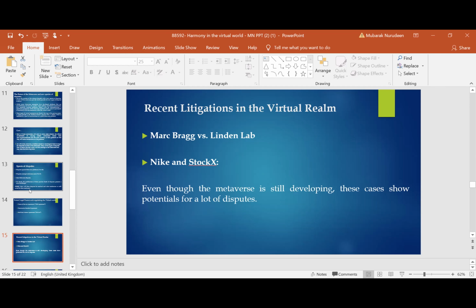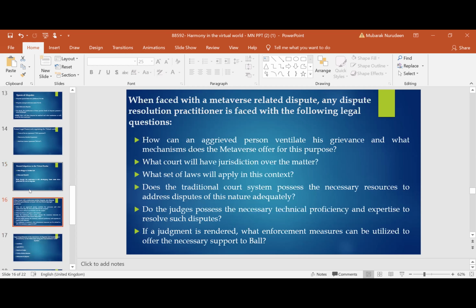the metaverse space? Now, when faced with a metaverse-related dispute, any dispute resolution practitioner is necessarily faced with certain questions. The first question would probably be, how can the aggrieved person ventilate his grievance? How can this person get remedy for the violation of his rights? And of course, after determining that, you look at the issue of jurisdiction. What court will have jurisdiction over these disputes that have ensued?